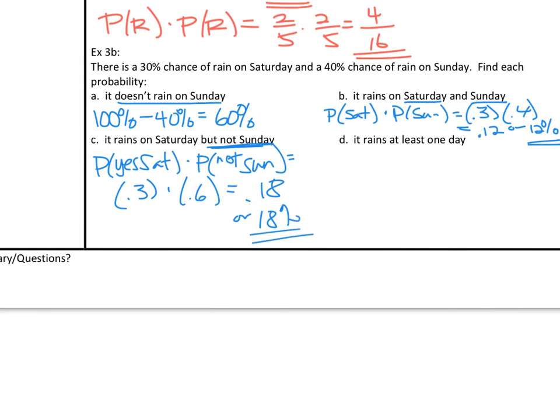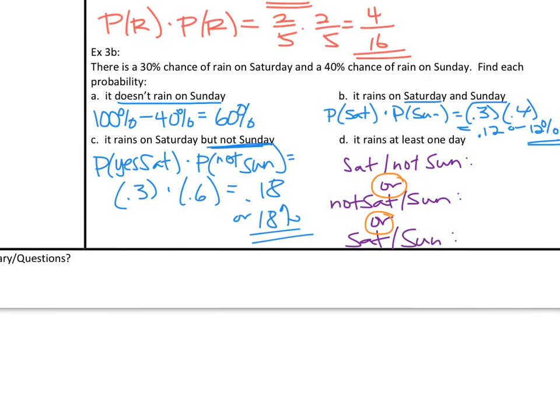But now look at this. It rains at least one day. Oh, so we've got some choices here. It could rain Saturday and not Sunday, or it could not rain on Saturday and rain on Sunday, or because it says at least one day, it could rain on Saturday and on Sunday. Ooh, there's 3 different scenarios that make that a true statement. How many of you remember what "or" means we're going to do with each of those options? We're going to add them together.